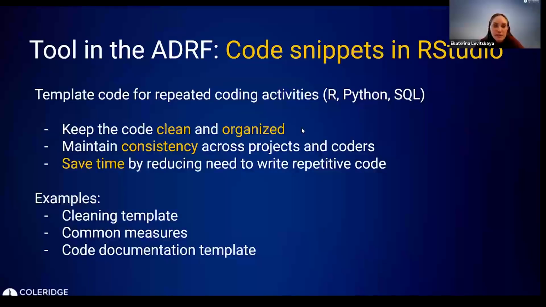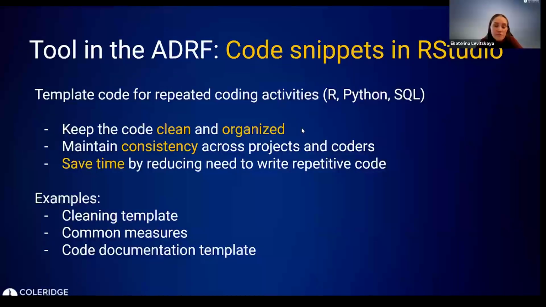One more tool that we wanted to highlight is code snippets in RStudio. And this is a tool which helps to create template code for repeatable coding activities. And we really wanted to recommend thinking about creating template code because it can help to get started with implementing the modular approach. And it also helps to keep the code itself clean and organized. It helps to maintain consistency across different projects and coders. And it also just simply saves time and mind space, so you don't have to constantly write repetitive code.